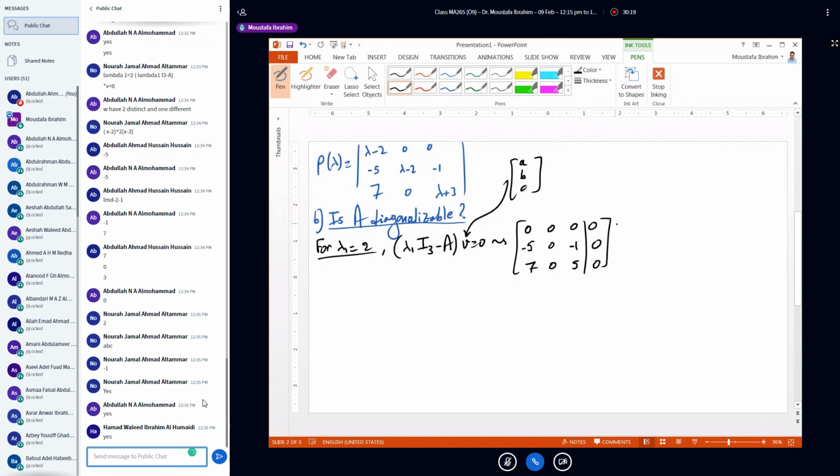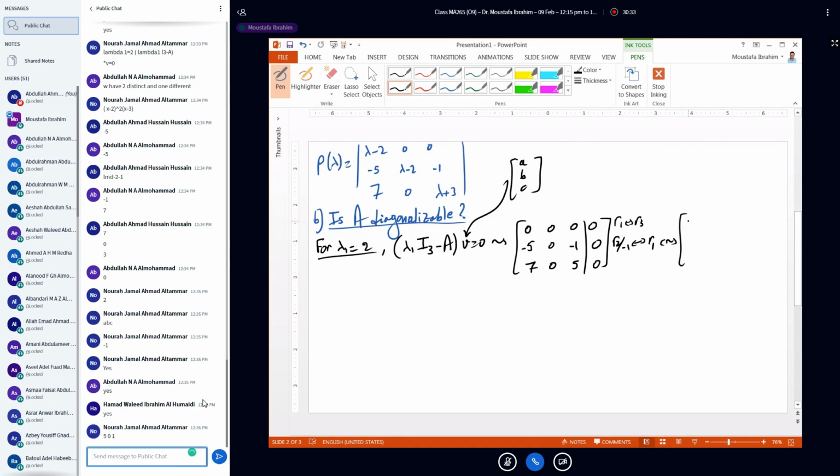Okay. Now, R2 divided by negative 1. This one, R1 and R3, and this one also interchanges with R1. So what do we get? Divide by negative 5 to make 1. So we get 1, 0, 1 over 5, 0, 7, 0, 5, 0, 0, 0.